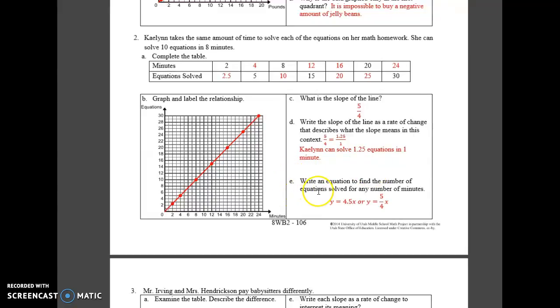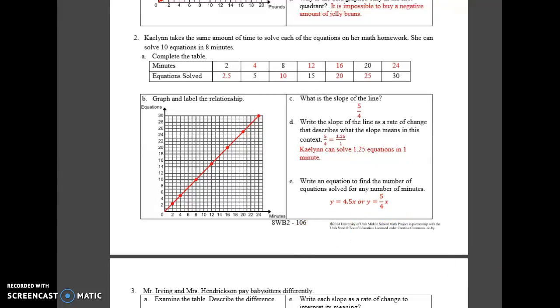Part E, write an equation to find the number of equations solved for any number of minutes. So we can say y equals 4.5x or y equals 5 over 4. Oh, that's not a 4.5. That's wrong. Sorry, that's supposed to say 1.25. That's a typo there. So y equals 1.25x or y equals 5 over 4x.